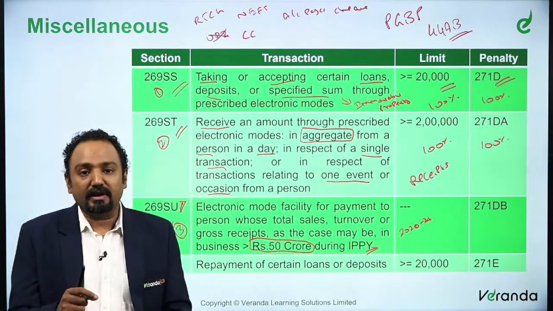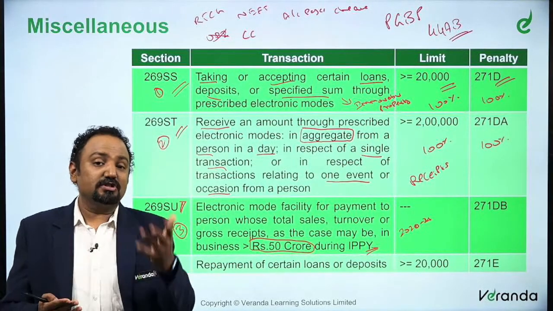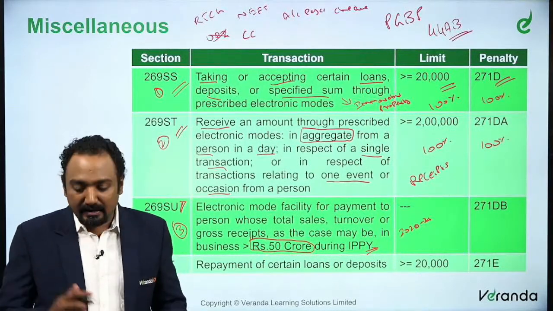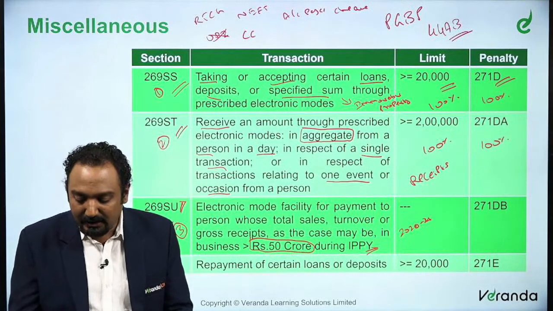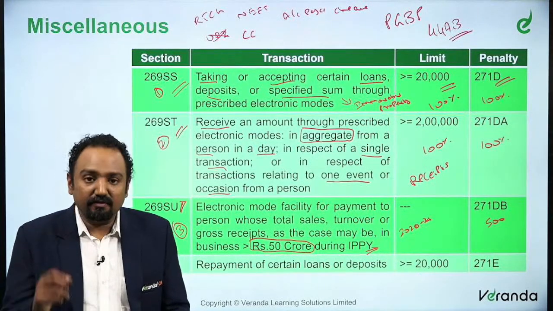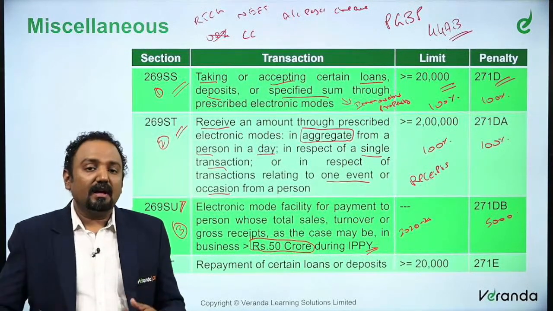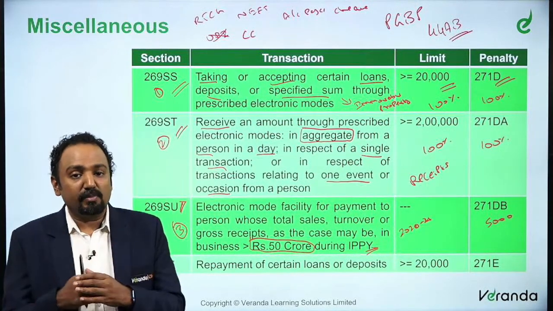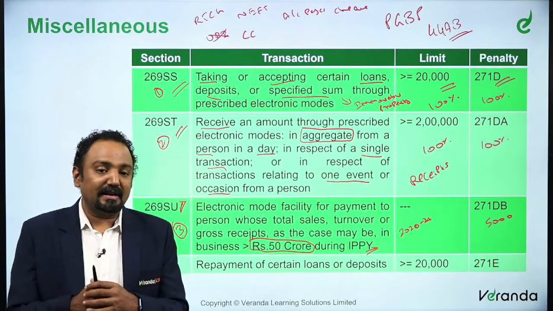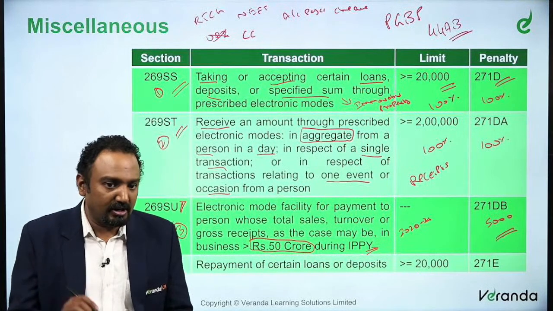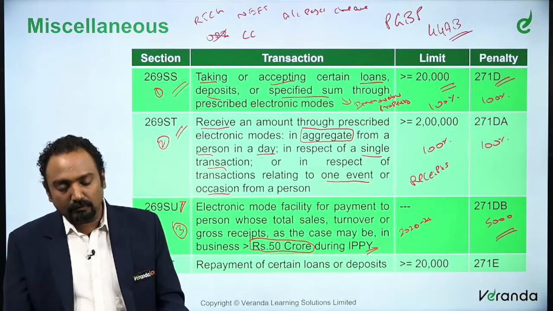If it is for this period, then if it is crossing 50 crores, then this electronic mode of facility should be available in that organization, and there is a declaration which is also there in the income tax portal where they will have to go and accept it. And under 271DB there is a penalty of 5,000 per day for non-compliance of this. So, if it is not being done, the penalty is levied depending upon the situation, for non-compliance of this particular section 269SU.